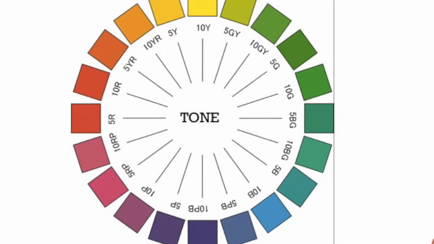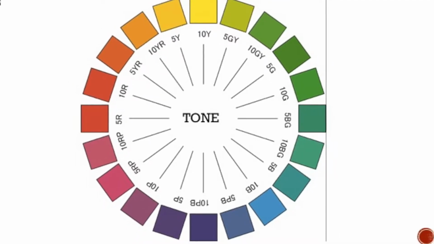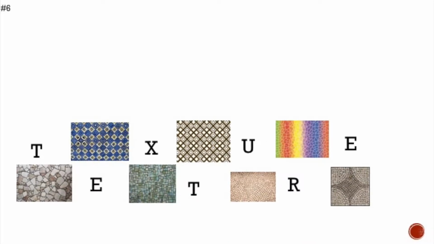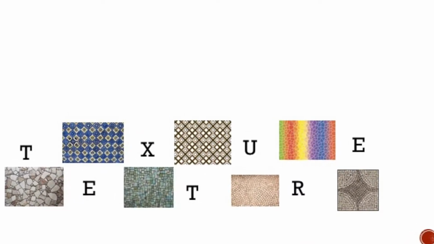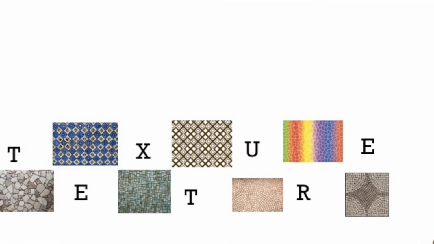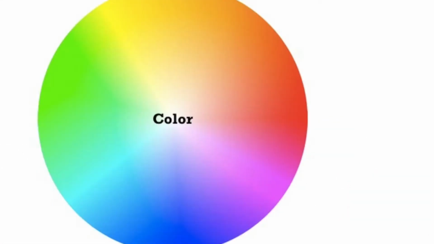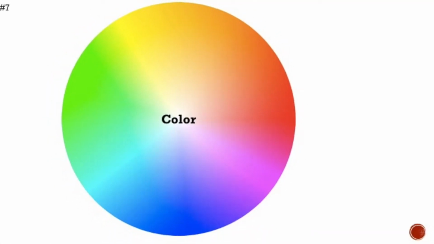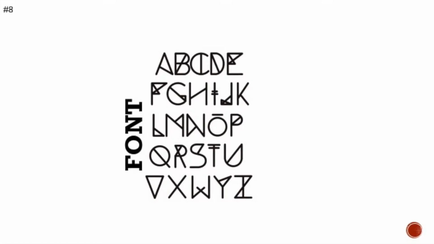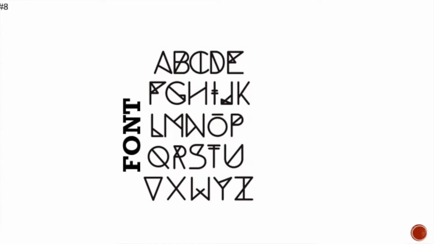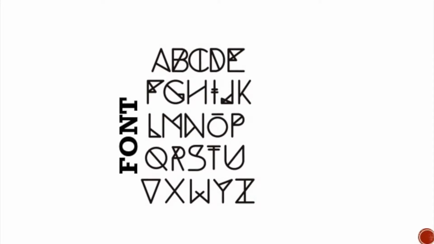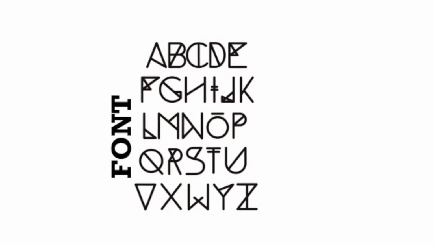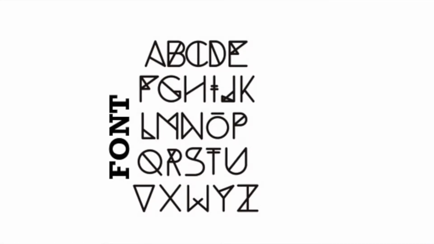Tone. By adding tone to a design, you are adding a sense of lightness and darkness. Texture. Another design tool is texture, which is technically defined as the character of a surface. Color. Any kind of color adds impact and interest to objects and design. Font. Text or copy and blocks of text are considered letter forms expressed through font and are an additional element to be considered as part of your design.